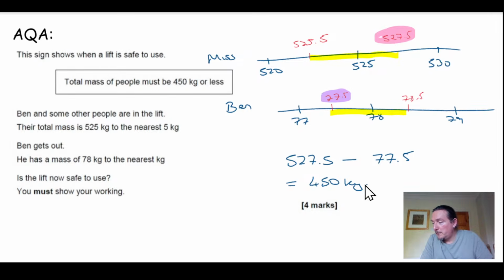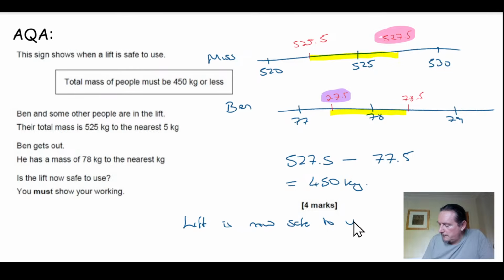Now probably it's going to be slightly less than that because the mass of the group might have been slightly less, or the mass of Ben might have been slightly more. But it is 450, and the total mass of people must be 450 kilograms or less. So 450 is 450 or less, so that means the lift is now safe to use. So the lift is now safe to use in the worst case scenario. Okay.